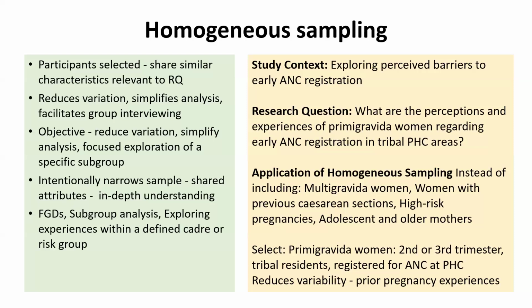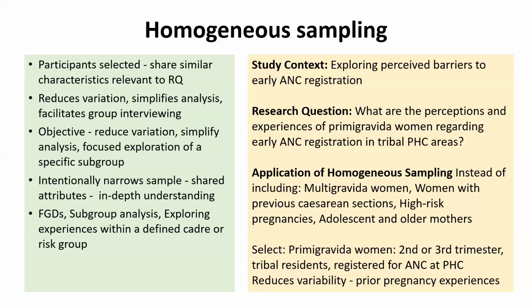This is important when your goal is an in-depth understanding of a phenomenon which is a characteristic of that particular homogeneous group. So usually if you are interested in a particular occupational group, in that case, you will resort to homogeneous sampling. So if you are interested in something pertaining to nurses or particular residents in a particular specialty, then you will resort to homogeneous sampling. So you are exploring experiences within a defined cadre or a defined risk group.